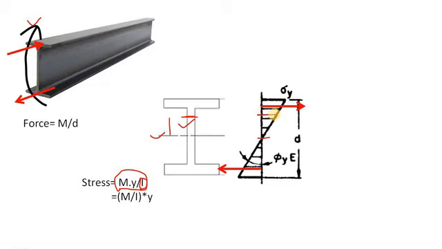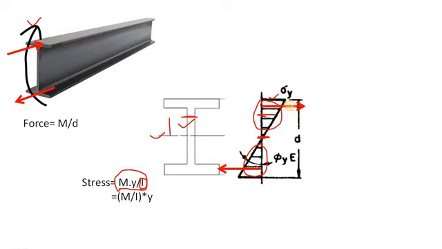It is clear from the formula that this stress distribution is a function of y, or the distance of the fiber from the neutral axis. That's why it is maximum at the edge and it is zero at the center. This is your compressed zone and this is your tensioned zone.